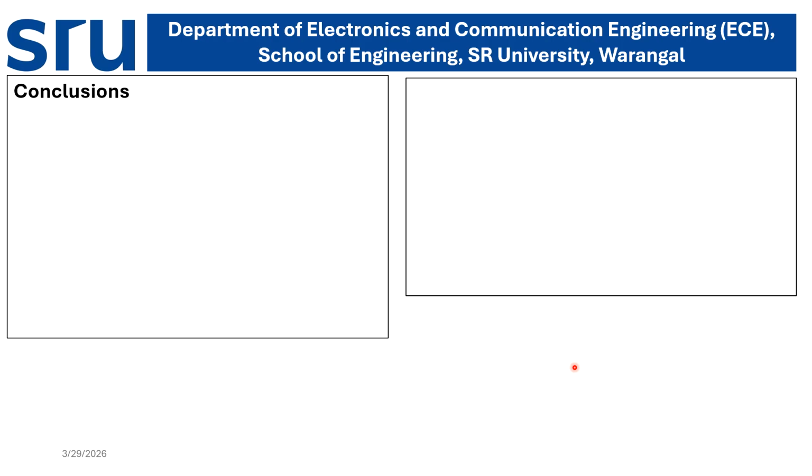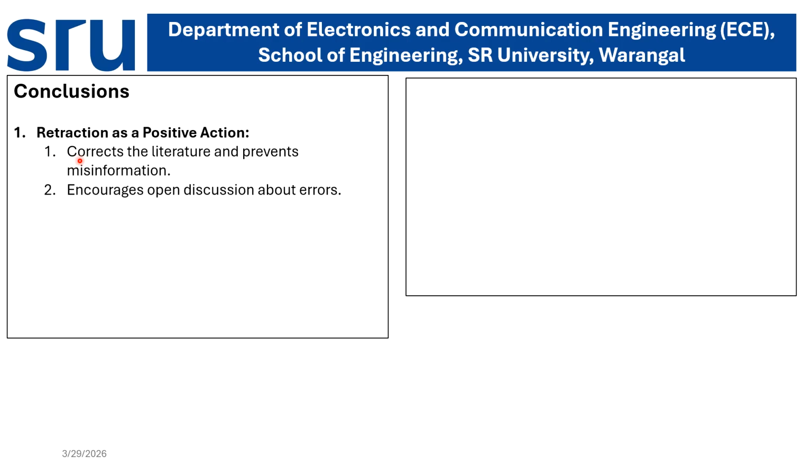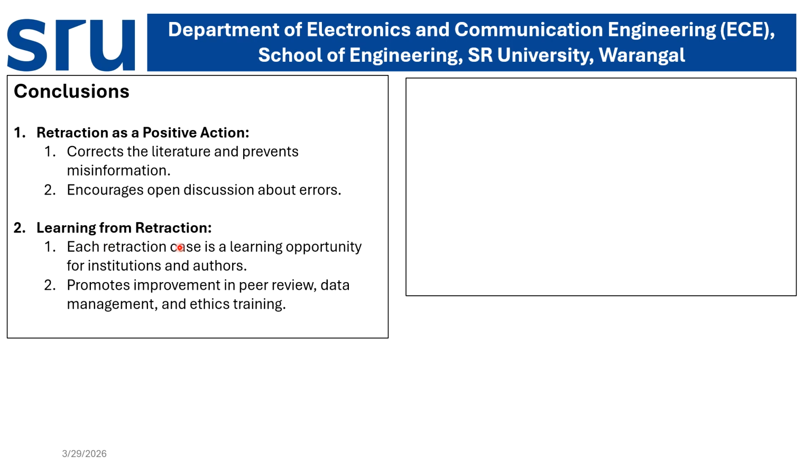Conclusions of this presentation. Retraction is a positive action. It corrects the literature, prevents misinformation, and encourages open discussion about errors. Learning from retraction. Each retraction case is a learning opportunity for institutions and authors. It promotes improvement in peer review, data management, and ethics training.